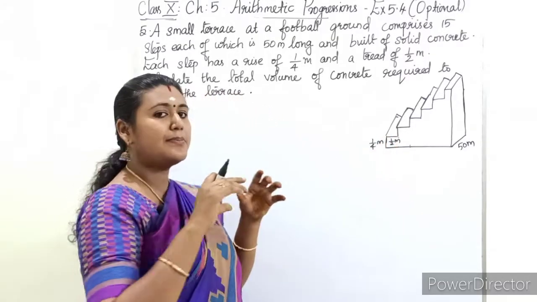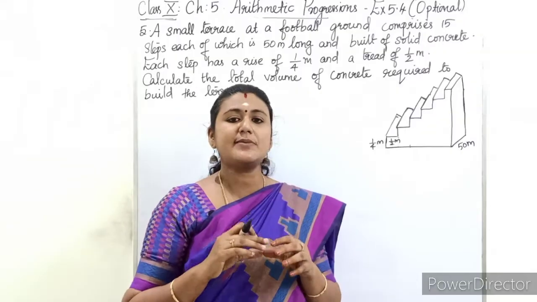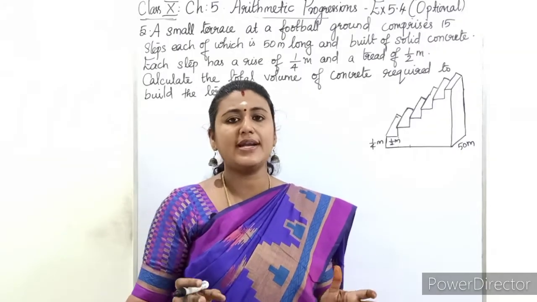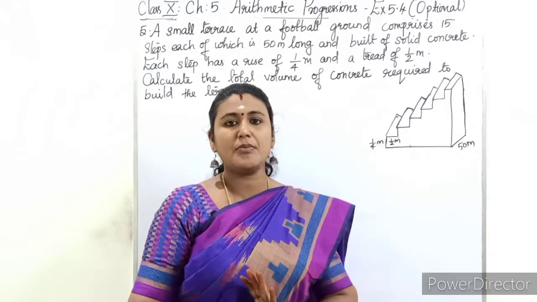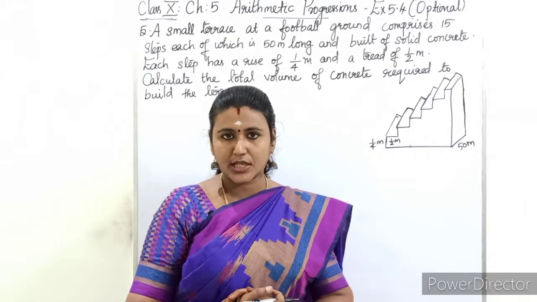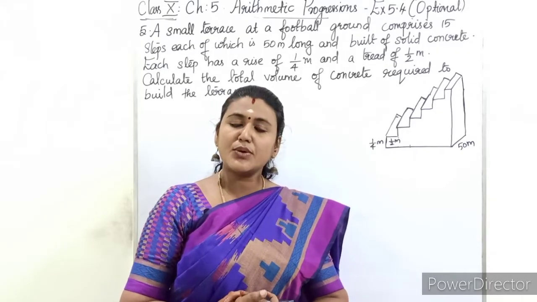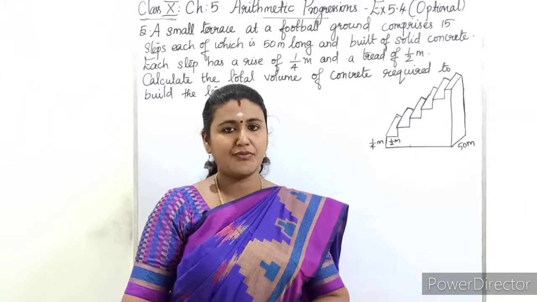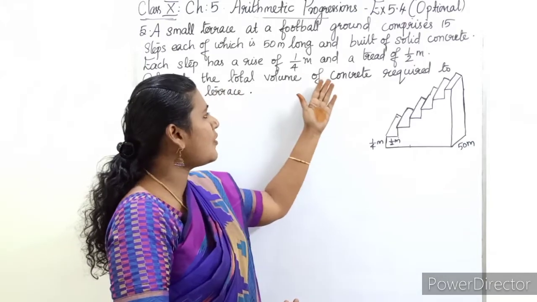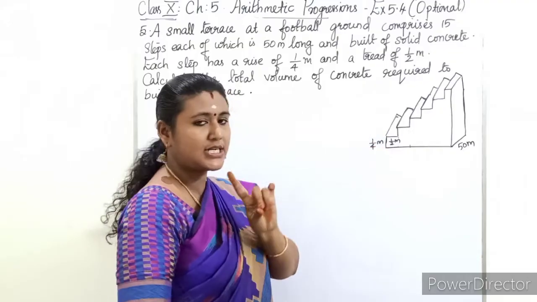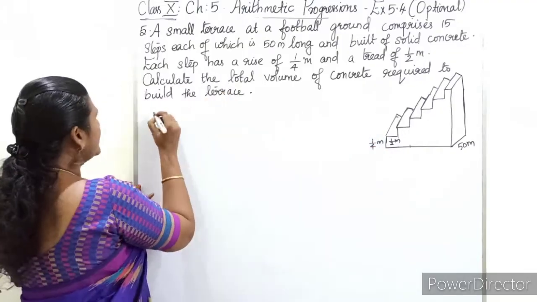Imagine the step is in the form of a cuboid. So what is the formula for the volume of a cuboid? Length into breadth into height. So we can use the cuboid volume formula for finding the volume of concrete required to construct the first step.